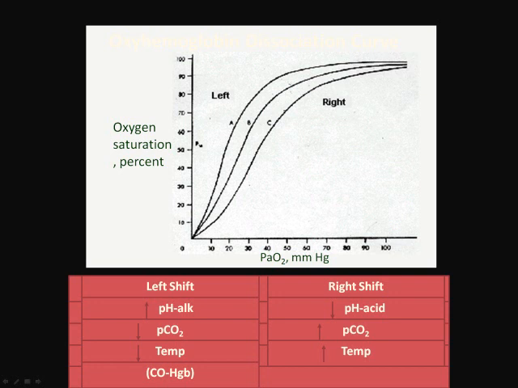So then here is our kind of summary page here where we have the shift to the left caused by an increase in our pH, making the patient alkalotic, or a decrease in the CO2, or a decrease in temperature. Our right shift is caused by a decrease in pH, in other words, the patient's acidotic, an increase in PCO2, or an increase in temperature.